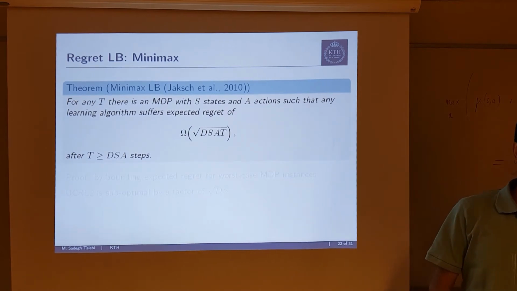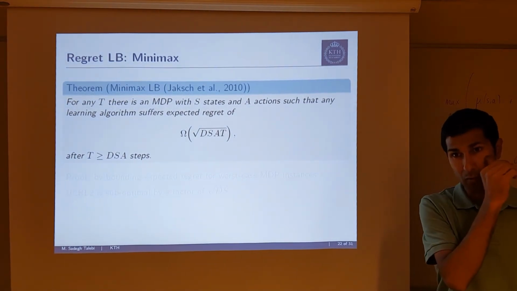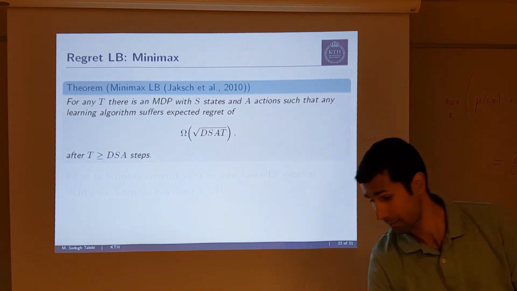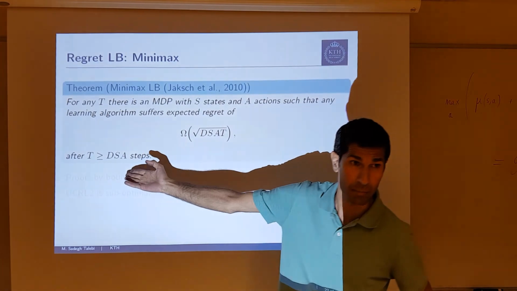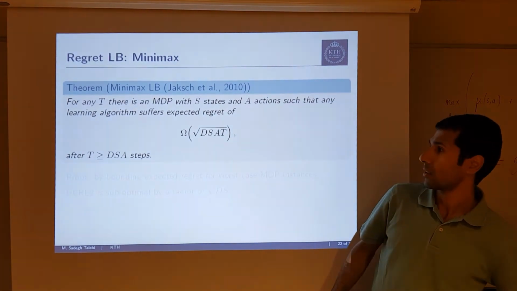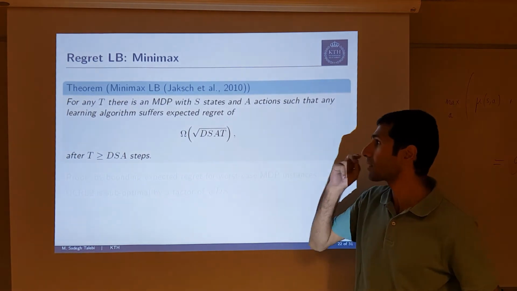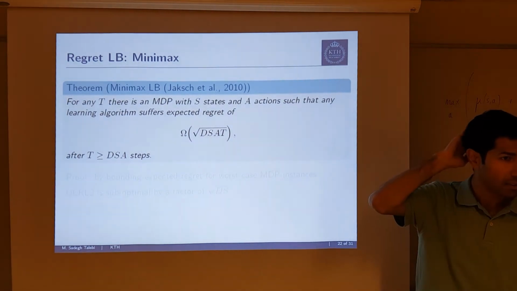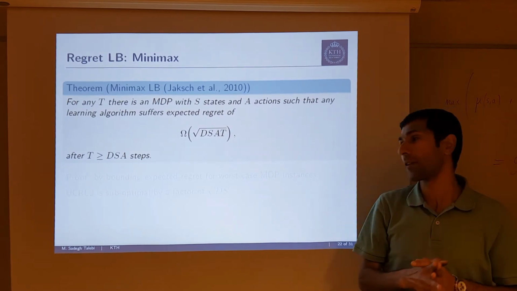But it is at least a square root of T, because we have one problem where, non-asymptotically, after these finite time steps, T is not necessarily infinite. For any T greater than this, you incur this regret in expectation.